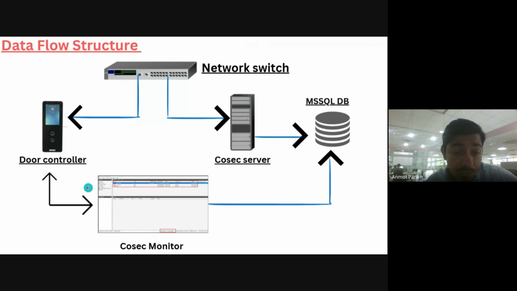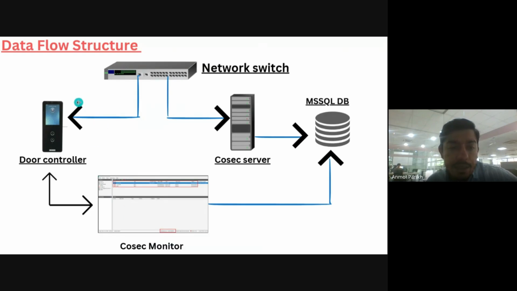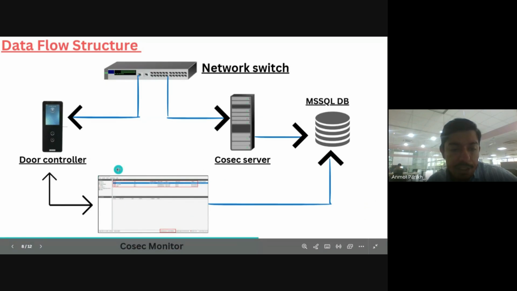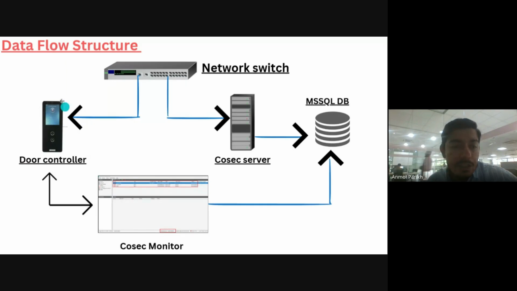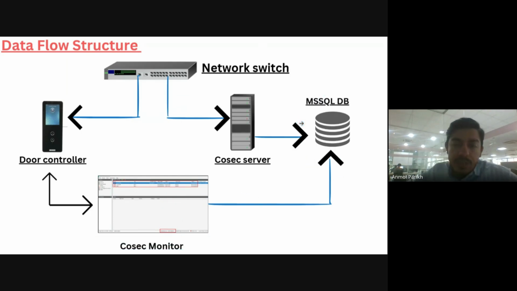So the monitor utility is like a middleman. Any command that is sent from the server will pass through the monitor, and from the monitor it will go to the device. Similarly, if I make a punch on the device, first it will get stored on the device. Then it will pass to the COSEC monitor, and from the COSEC monitor it is passed to the database. Understanding this flow is very important.